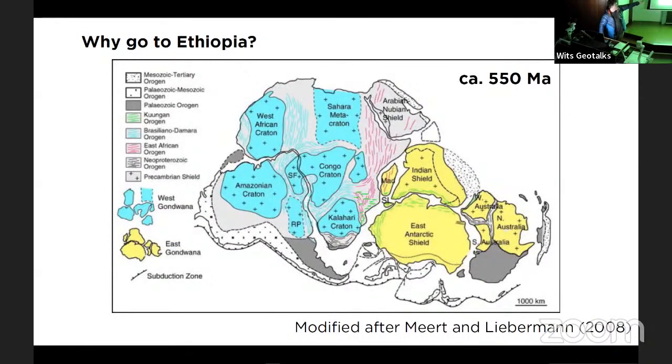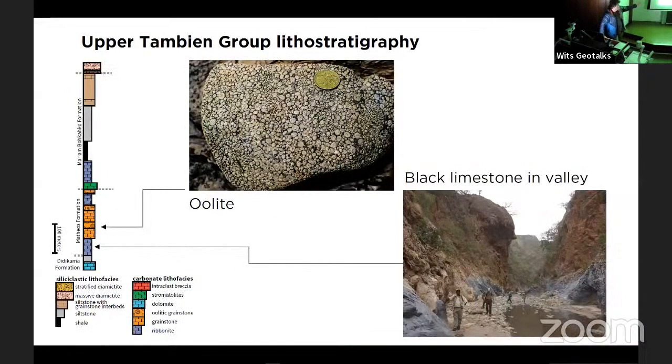If you look at the Arabian Nubian Shield, it's an assortment of back-arc basins and associated sedimentary rocks that were accreted during the Pan-African event, right? So that's a great place to go and look for these things. This is what the stratigraphy looks like in northern Ethiopia. On the left, I've got a stratigraphic column, with the legend on the bottom, and we've got two field photographs. Essentially, it's the classic Snowball Earth stratigraphy, where you've got shallow water carbonate rocks like the oolite I've shown here, which is indicative of warm conditions, overlain by a glacial diamictite. Importantly, we think in Ethiopia that it's conformable. From what we saw in the field, there wasn't any great evidence for big angular unconformities or a big hiatus at that contact.